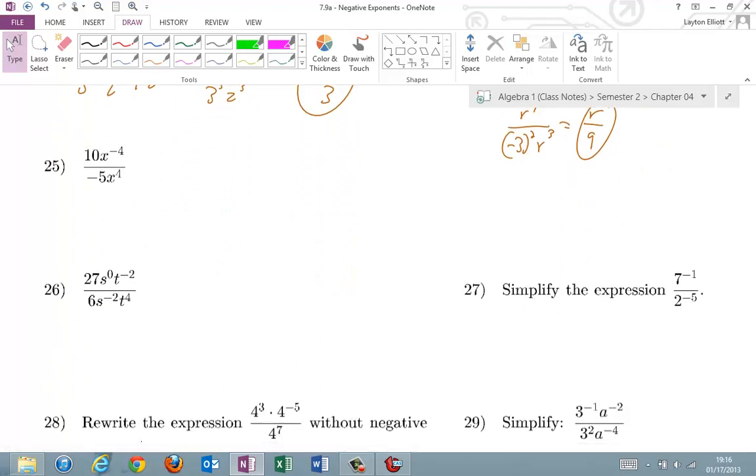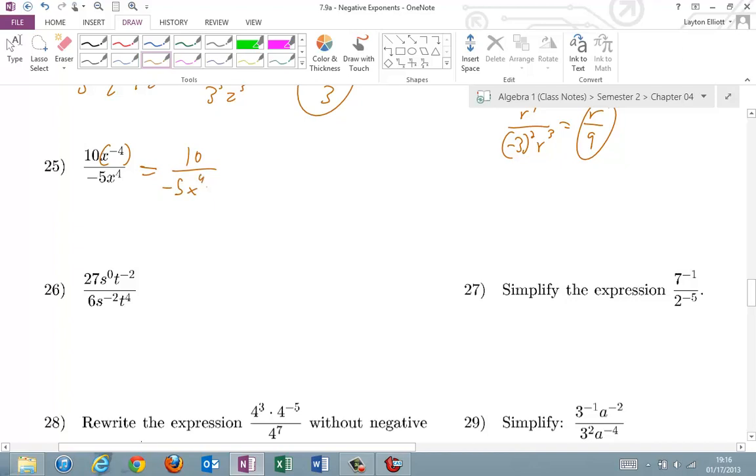26 is special. It's the first one that's going to try to confuse you between what stays in the numerator and what flip-flops to the denominator. The only thing with the negative exponent is that x to the negative fourth. Everything else is going to stay exactly where it is, including the negative 5. That negative is a coefficient. It is not an exponent.